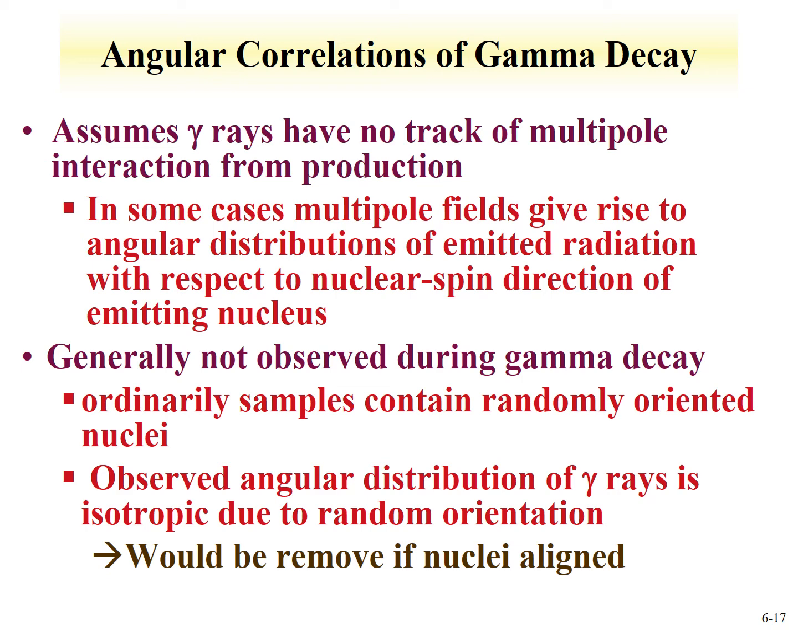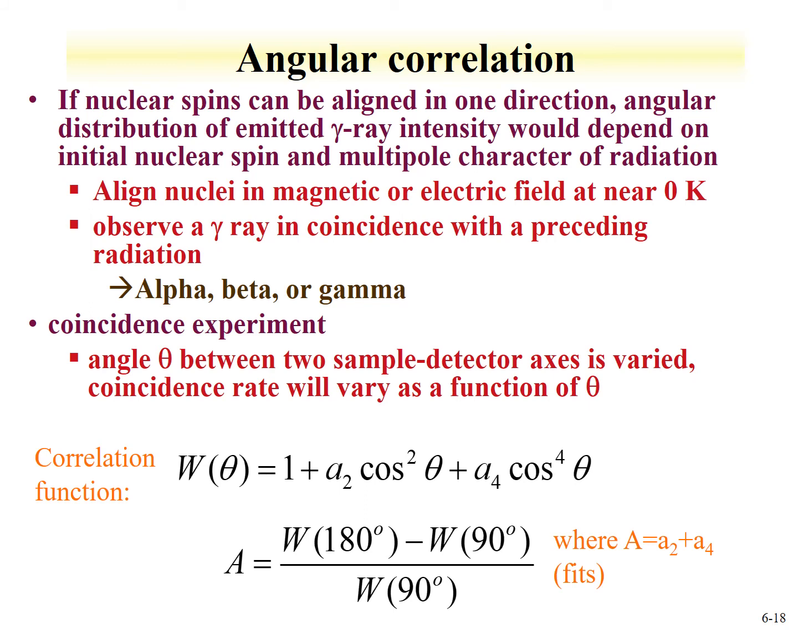This would be removed if samples of nuclei could be aligned and then the gamma ray orientation observed with respect to this alignment. So one can align nuclei by placing them in a magnetic or electric field at low temperature, something close to 0 K, so vibrations would also be limited. You can observe the gamma ray in coincidence with the preceding radiation, either an alpha, beta, or even another gamma. Think about the gamma cascades that you could observe from europium-152. And there should be an equation that describes the correlation. Its correlation function is listed here.